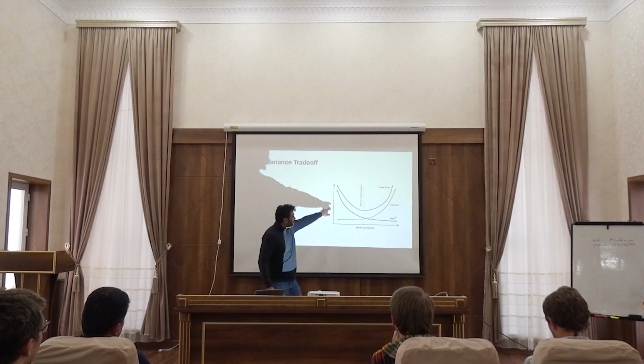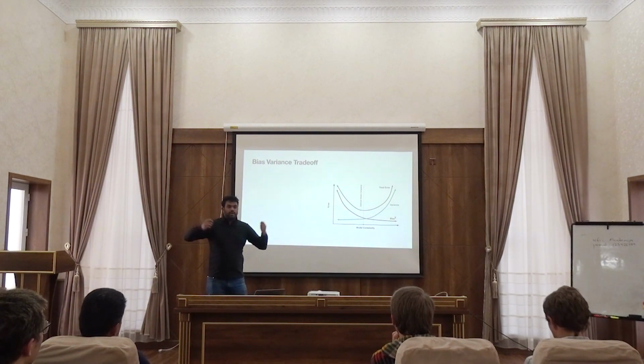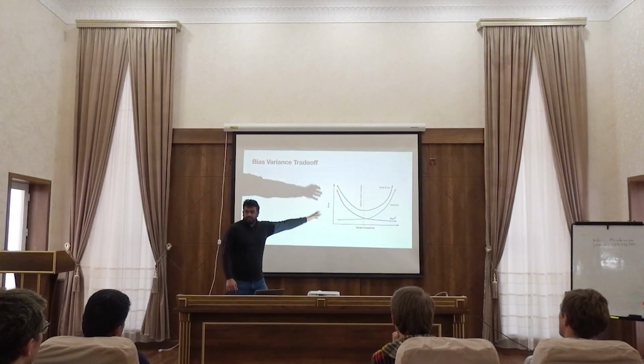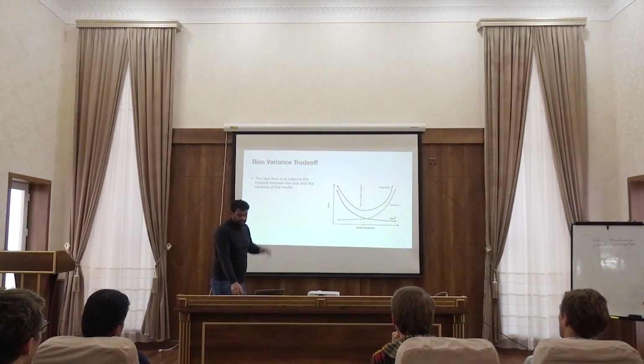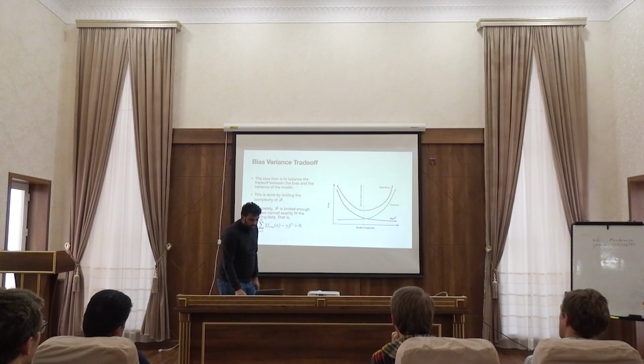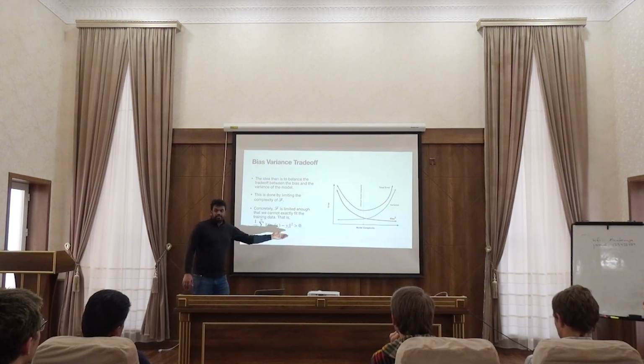So you expect the bias to be decreasing and the variance to be increasing, and if you want to minimize your generalization error, you want to pick somewhere in between. That was the idea: you want to balance between the two. This is done normally by limiting the complexity of the family. And in many cases, classically, this was limited enough so that our training error was bigger than zero.